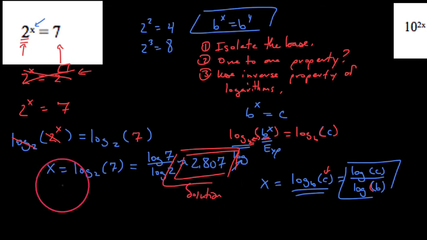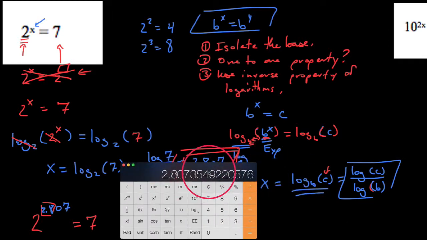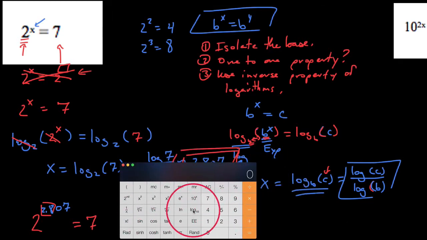So the idea is that I'd want to check it. So I get 2 to the blank equals 7. We're claiming that this is 2.807. And on the calculator here we take 2 to the power of 2.807. Check it out. You get approximately 7. We don't get exactly 7, but the only reason why is because we rounded our answer here.